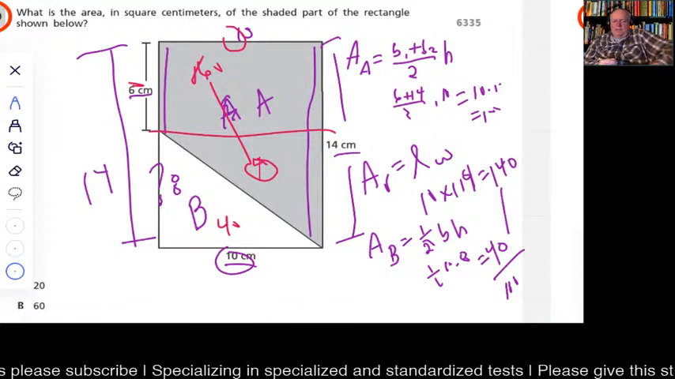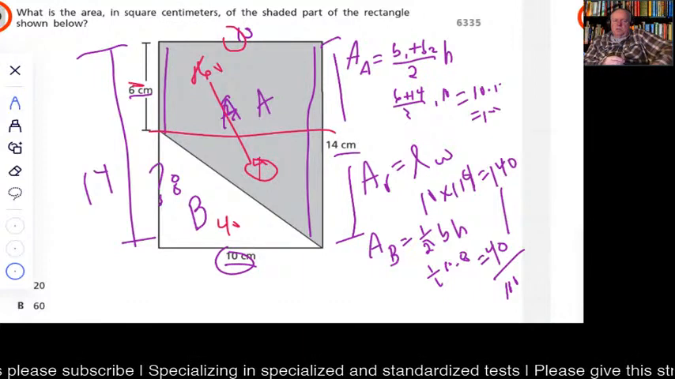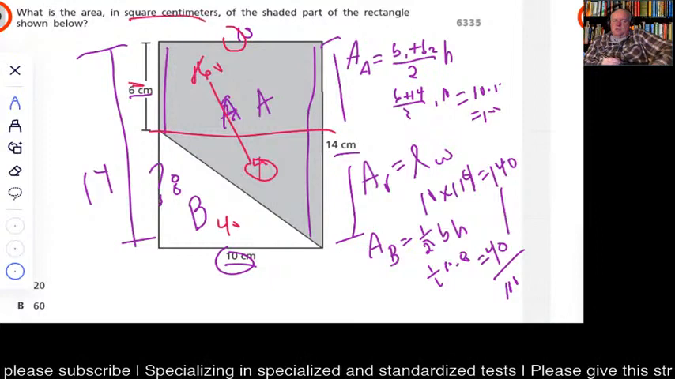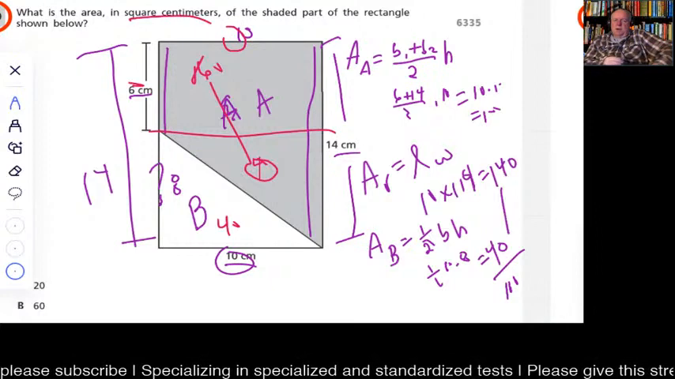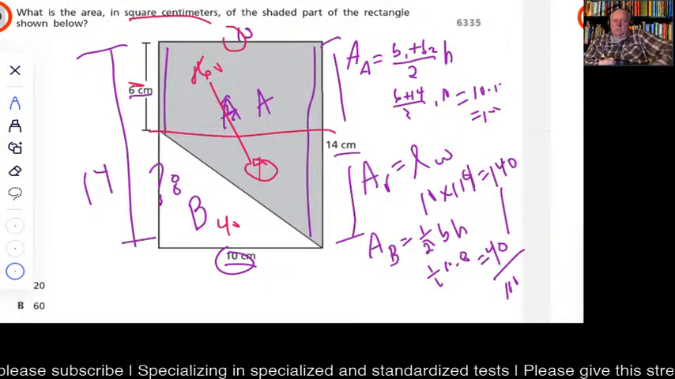All right, so now let's finally go look at the question. What is the area in square centimeters, so they don't change the units, of the shaded part of the rectangle? We already did it 5 ways. The answer is 100.